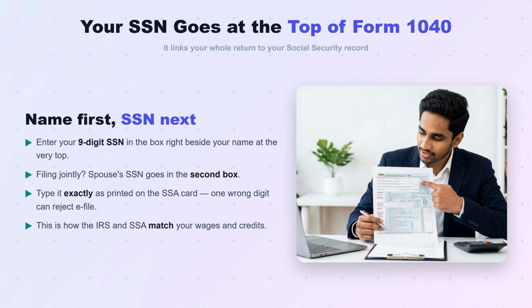Next, your SSN goes at the top of Form 1040. It's entered in the box right beside your name at the very top of the return. Filing jointly, your spouse's SSN goes in the second box. Type it exactly as printed on the Social Security card. One wrong digit can get your e-file rejected. This is how the IRS and SSA match your wages and your earnings credits.